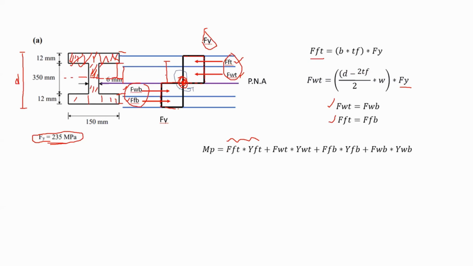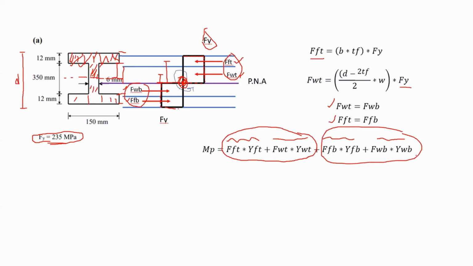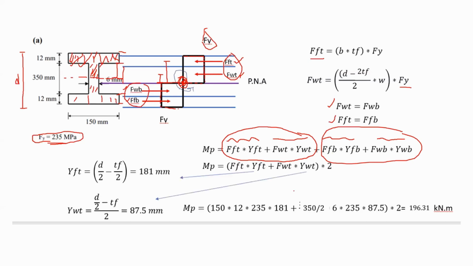Similarly, I have to consider the rotation by the other force, the force in the web top multiplied by the moment arm in here, and I call it Y web top. So I have these two parts, and similarly goes for the bottom parts. Now, since this is symmetrical, these ones are equal to those ones. That's why I can simplify my equation, and I can consider this part and multiply it by 2. Now, what is the moment arm for each force?